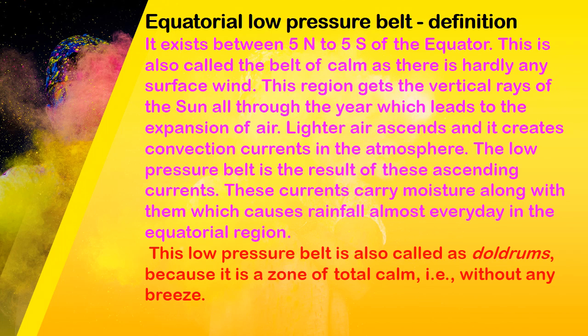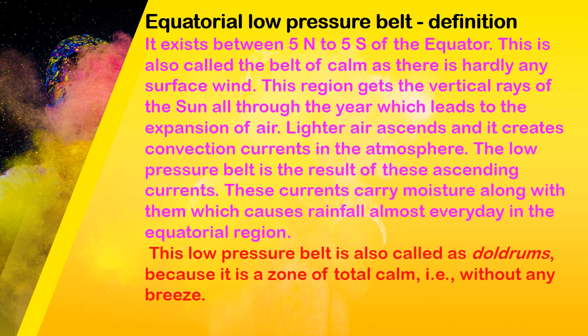The equatorial low pressure belt exists between 5 degrees north and 5 degrees south of the equator. Its extent is from the equator, which is 0 degrees, to 5 degrees north in the northern hemisphere and 5 degrees south in the southern hemisphere. This is also called the belt of calm, as there is hardly any surface wind.